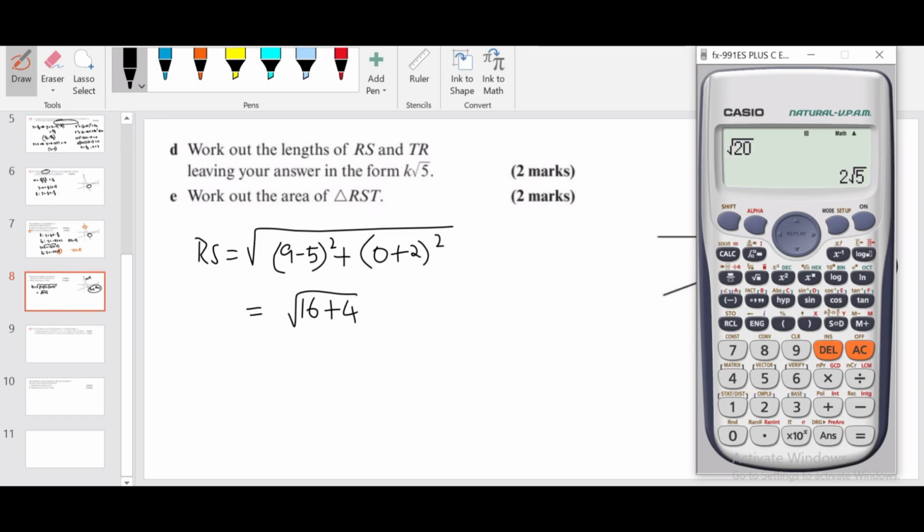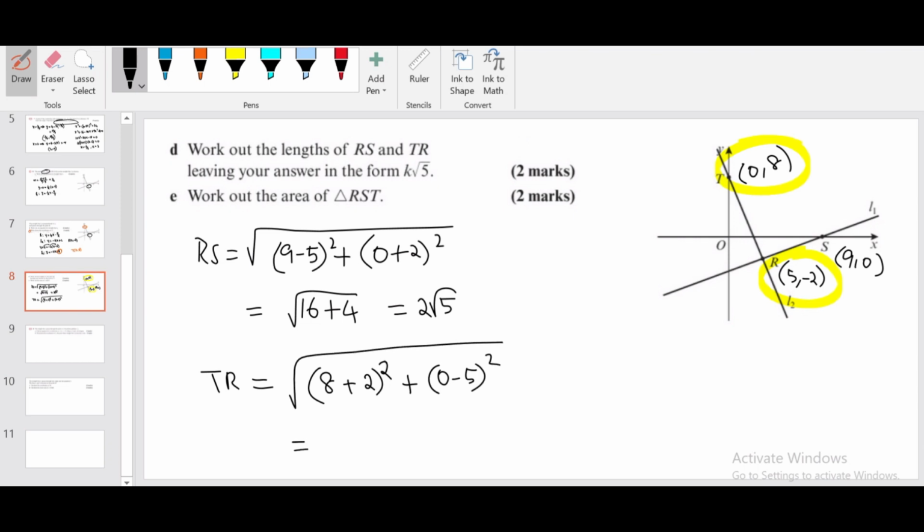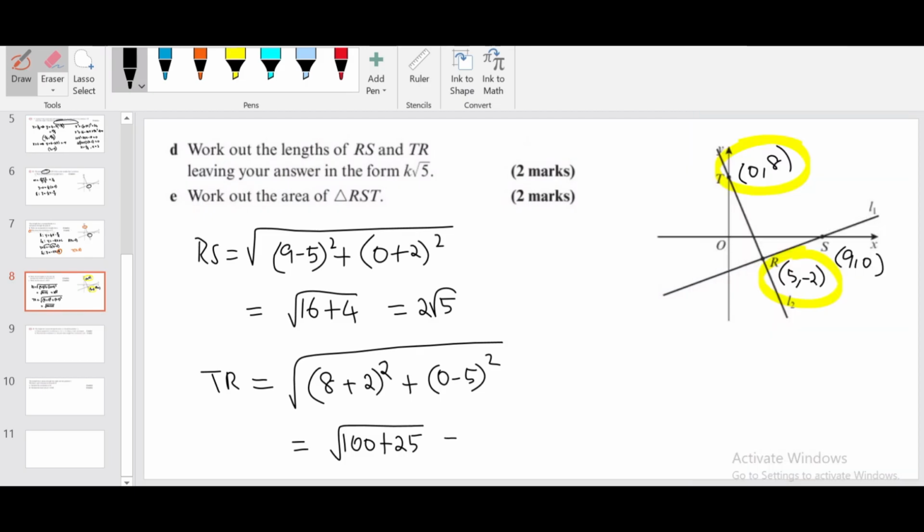Square root of 20 is the same as 2 root 5, because they want the answer in the form of k root 5. Now let's find the distance TR using these 2 points. Square root of y2 minus y1 whole square, I can write the x2 minus x1 first, it doesn't matter, plus x2 minus x1 the whole square. So 10 square is 100, 5 square is 25. Square root of 125 is 5 root 5. That's all for part D.